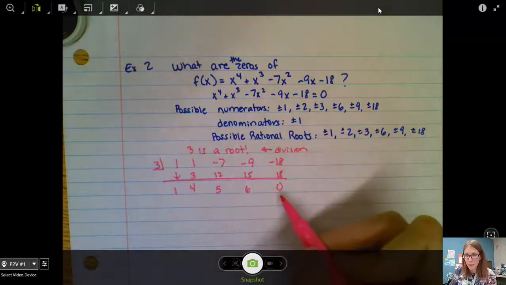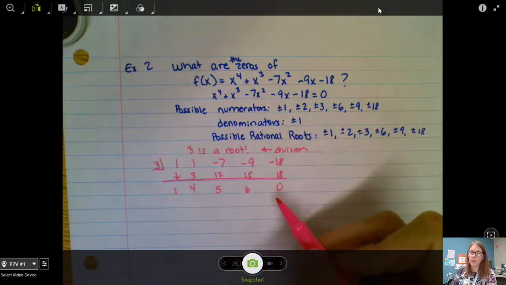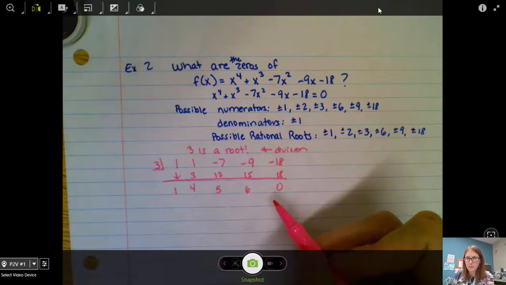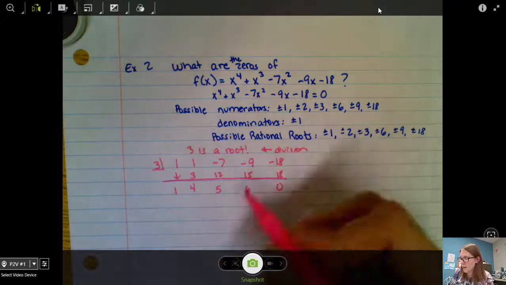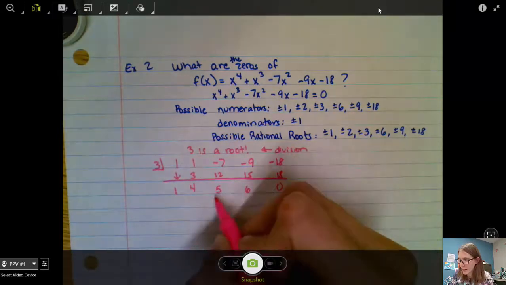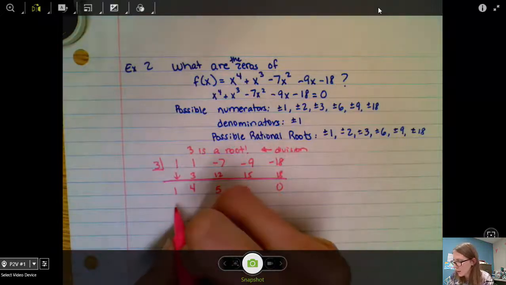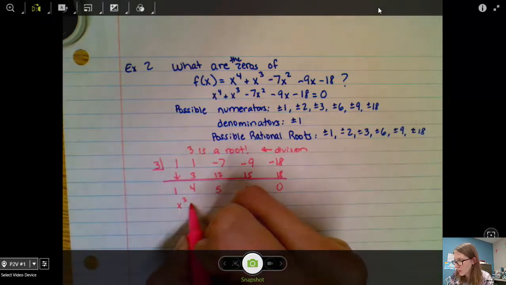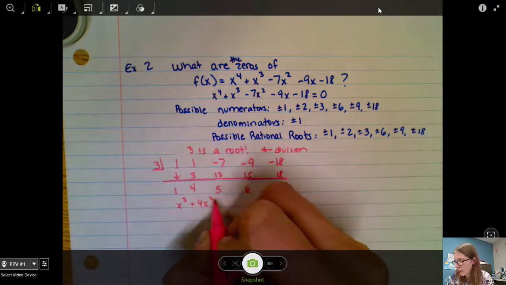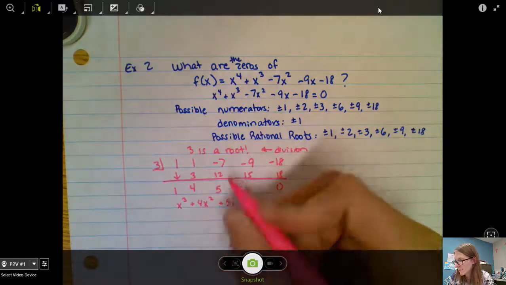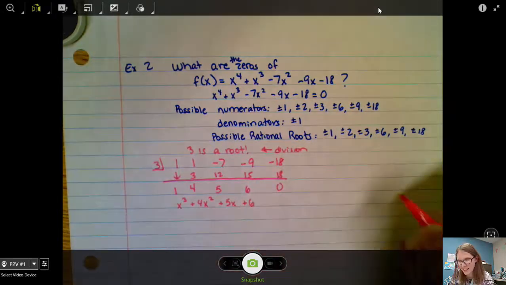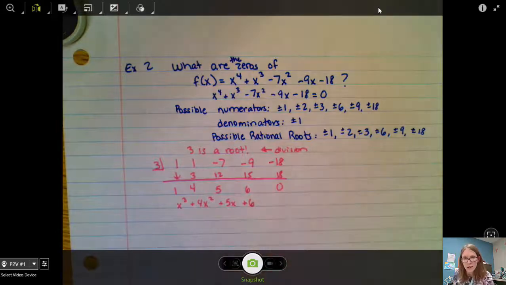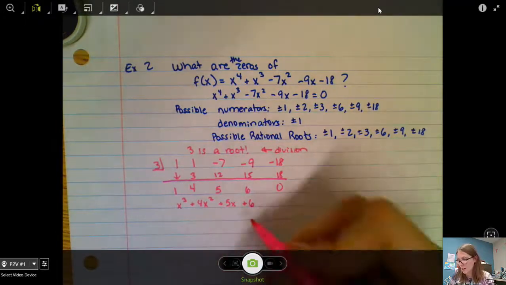Now, if you ever end up with a remainder here, that's your clue something went wrong in your division process. All right, so this is my remainder. My 1s, my x's, my x squareds, my x cubed. Gives me x cubed plus 4x squared plus 5x plus 6. Now I need to find a way to solve this equation now.